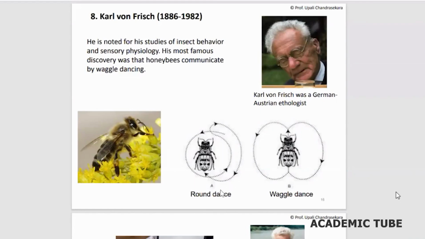Now this particular communication pattern indicates, go and search. The flowers are very, very close, less than 100 meters. And that is the message given. But if the flower source is far away, then the bees would show another type of dance.